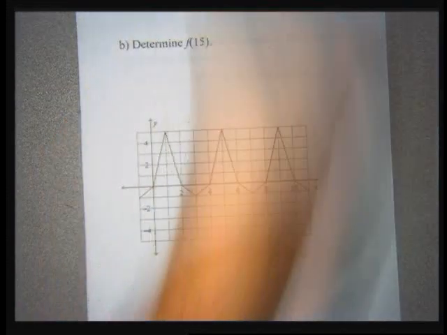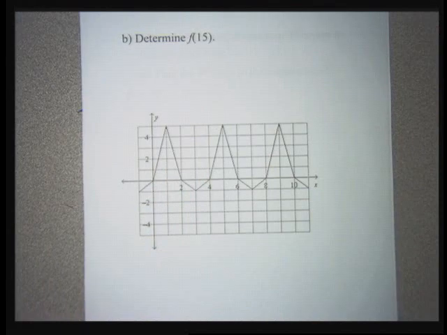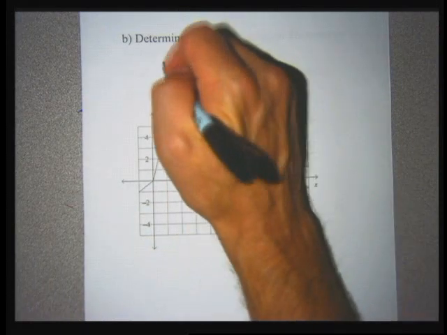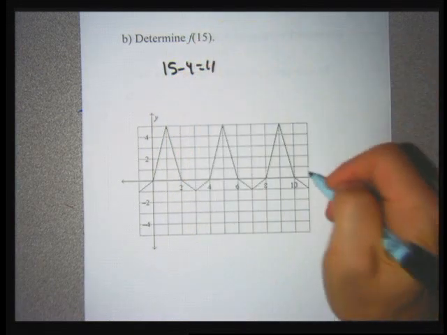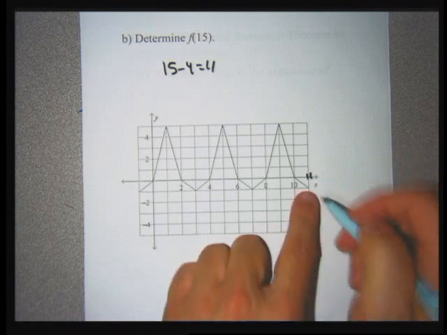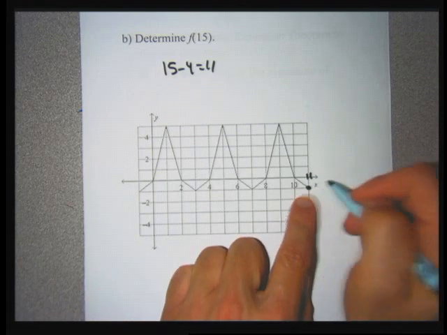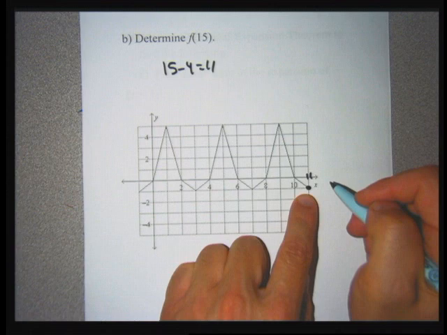So if I'm doing B to find f of 15, I'm not going to draw my picture. I'm just going to go 15 minus 4 is 11. Actually, I can find 11 right there. The y value that corresponds to 11 looks to be negative 1. That's going to be the answer to this.